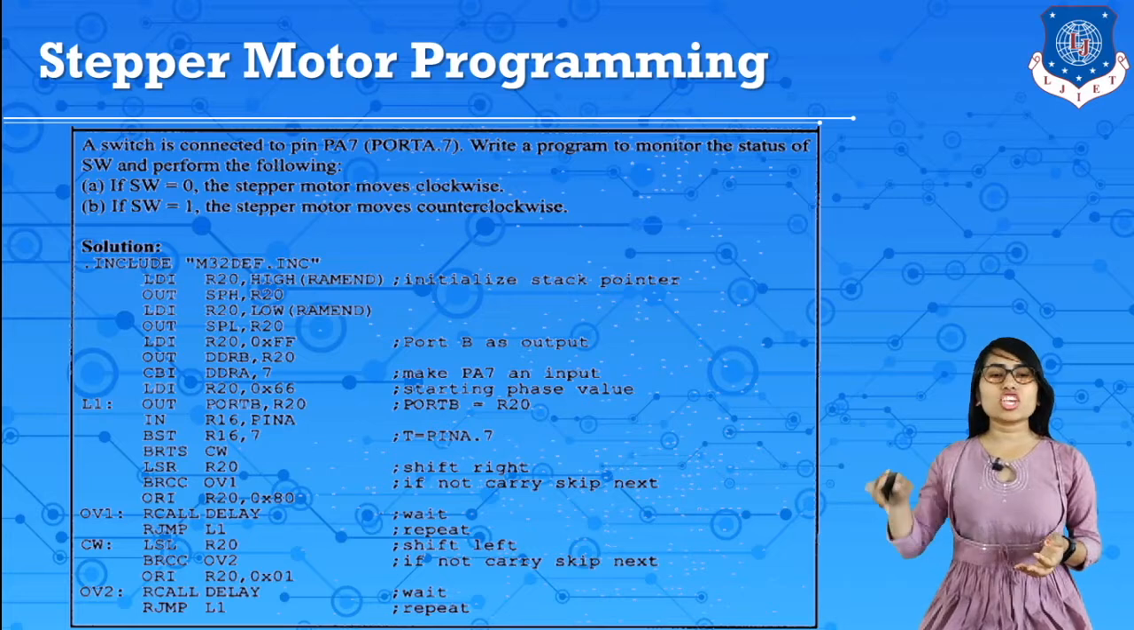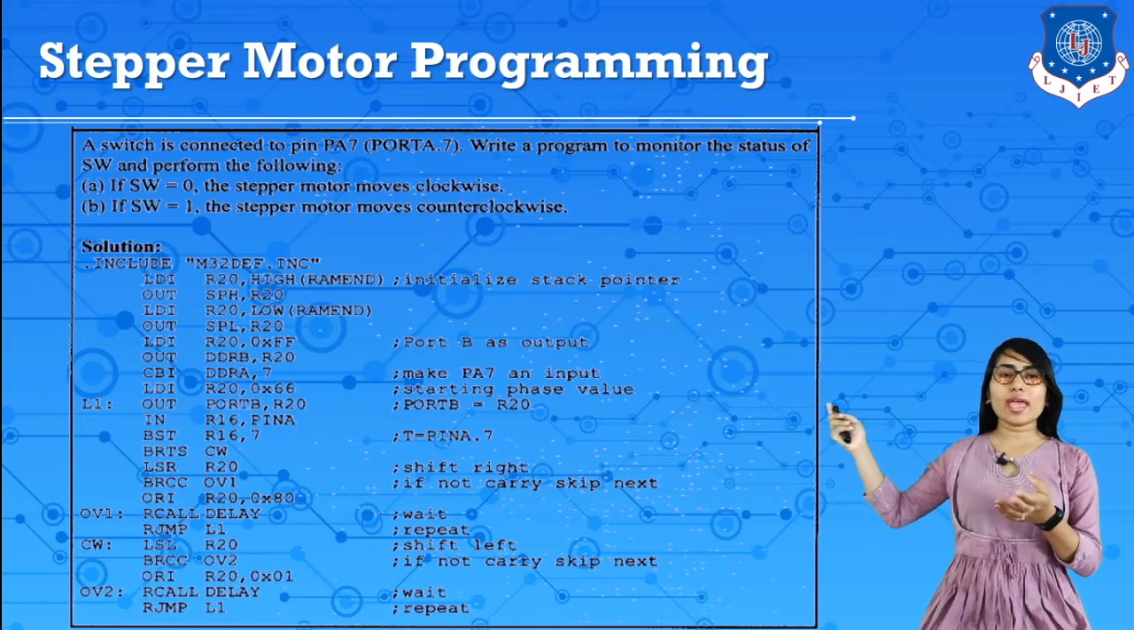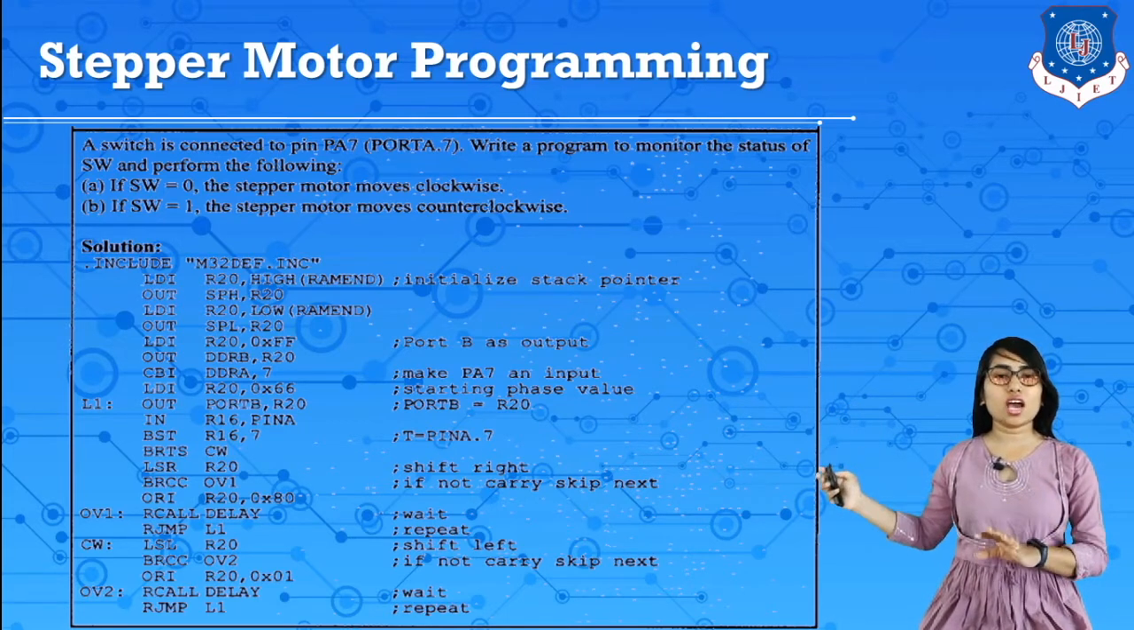So just by changing the values of this port B. Okay, so here we have this program: include m32def.inc. Now load the stack pointer, initialize the stack pointer. Then make port B an output. So here LDI R20, 0xFF; OUT DDRB, R20. So make port B an output.